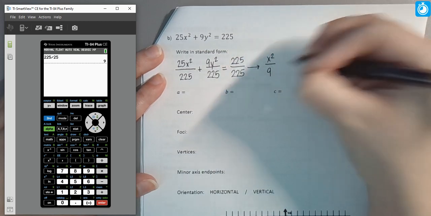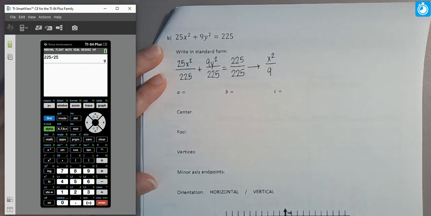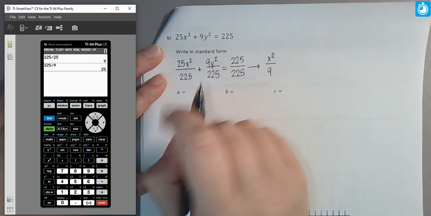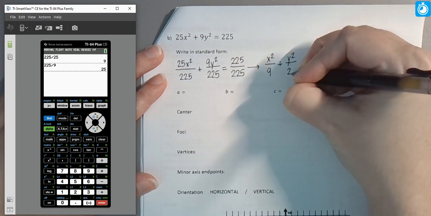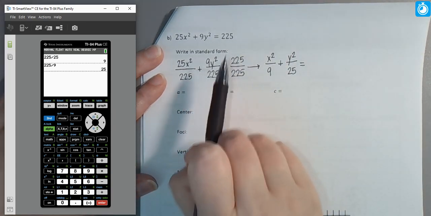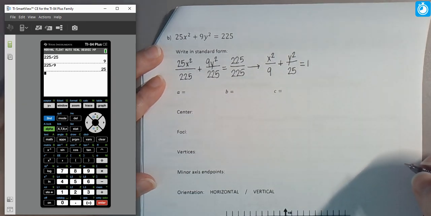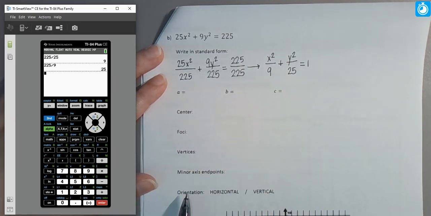Similarly, if I divide a 9 into 225 to reduce the second fraction, I end up with a 25. So our 9 reduces to 1, 225 reduces to 25. So plus y squared over 25. And the goal of all this, dividing by 225, was to get a 1 on the right-hand side of the equal sign. And that does that for us. So based on our standard form, this is what we're going to base all our values on.